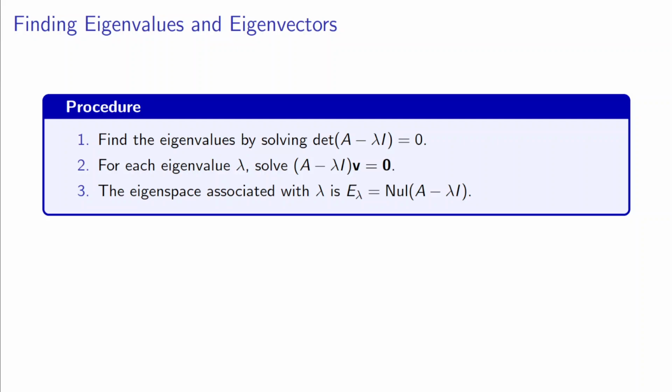And then step 2, for each eigenvalue, we solve A minus lambda I times v equals 0. So we're looking for specifically non-zero vectors that solve that homogeneous equation. And the eigenspace associated with lambda is denoted E sub lambda, that is the null space of A minus lambda I.